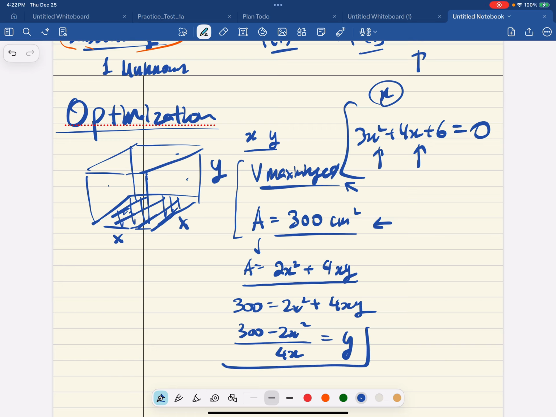Now we have a new expression that will replace y, and that is exactly what we want. We want this so that we can plug y into a function so that the function only has x as the unknown. Because remember, we only want one unknown. That's the key to doing these optimization questions.